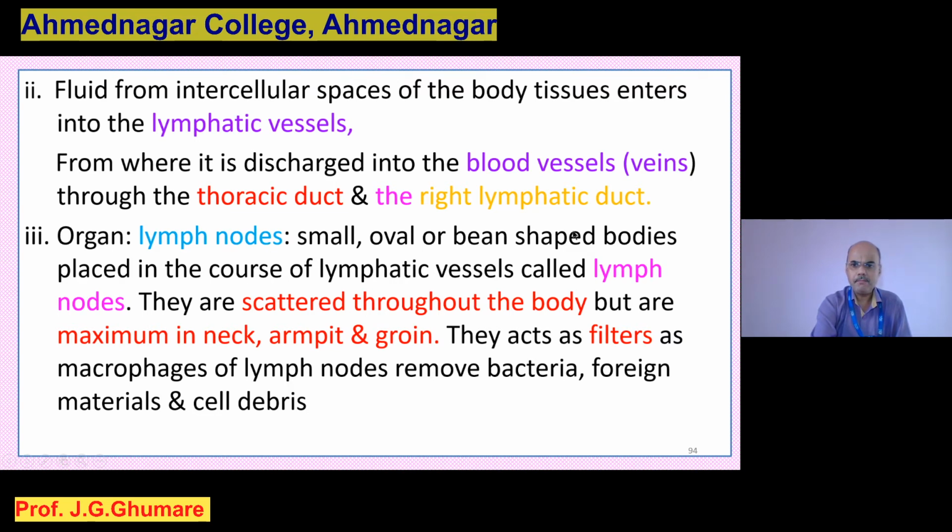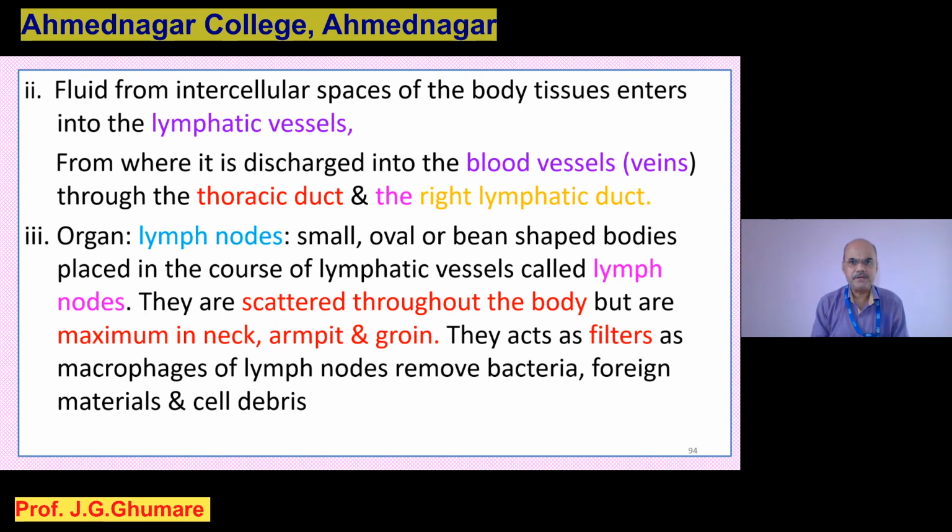Small oval and bean-shaped bodies are placed all over the body, all along the lymphatic vessels. And these are called lymph nodes. They are scattered throughout the body, no doubt, but the maximum number is seen in the neck region, maybe in the armpits and in the groin region. Remember, we have the maximum number of lymph nodes there.